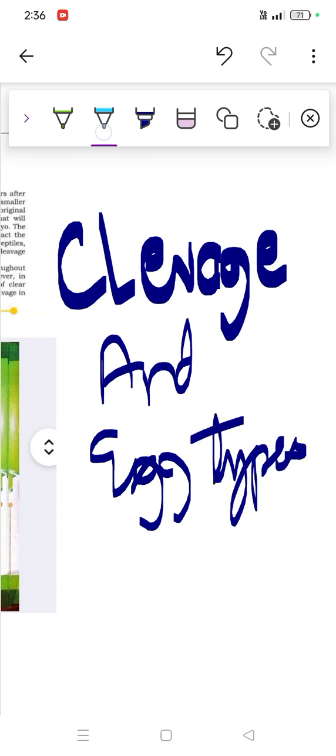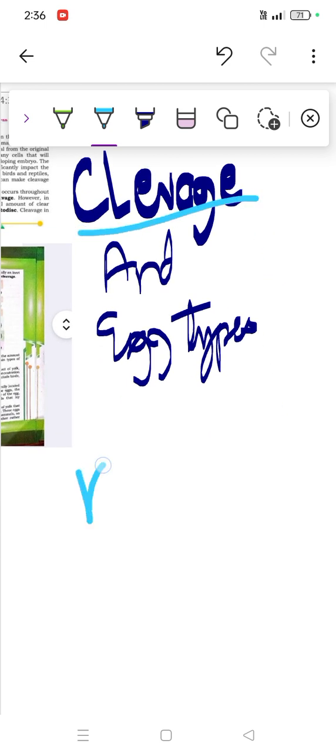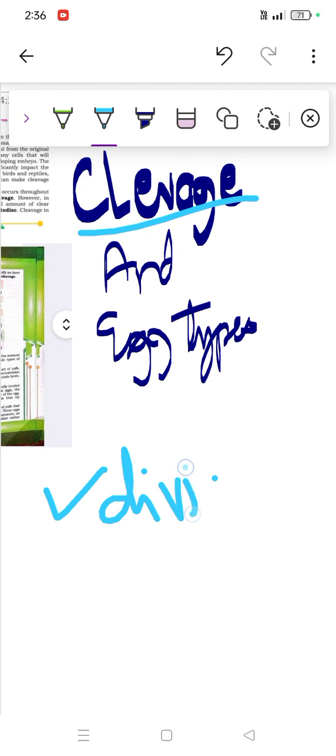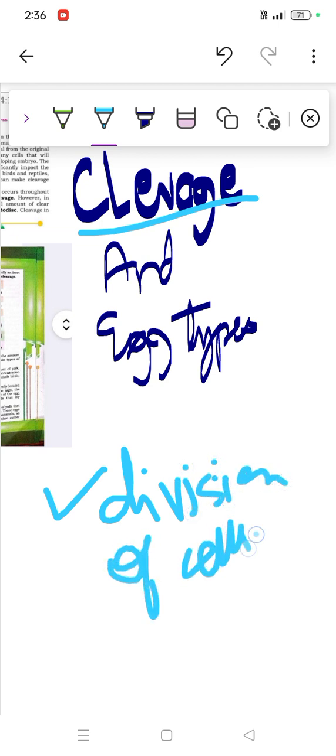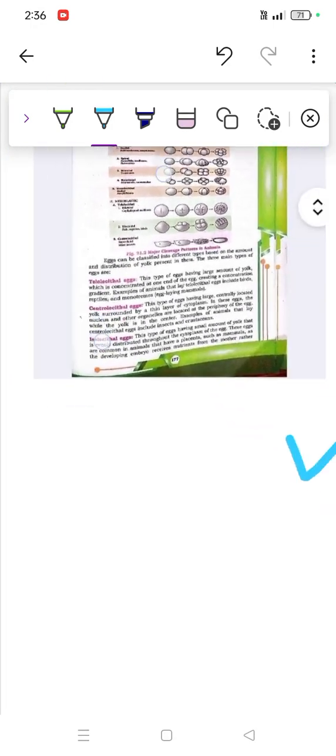So first, let's discuss cleavage. Cleavage is simply the dividing of the cells. What does this mean, dividing of the cells? Division of the cells. Before I start, cleavage and mitosis are sometimes considered the same, but we have a major difference which I would love to tell you now.